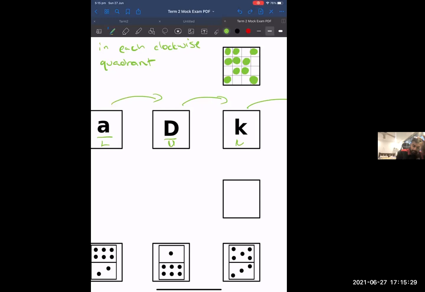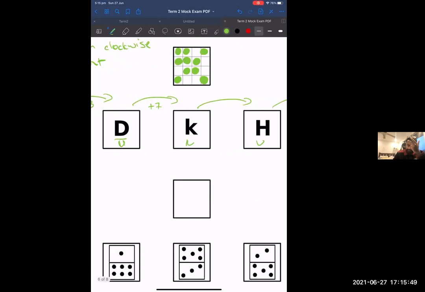Plus 3, right? Plus 3. Yes. From D to K, it is E, F, G, H, I, J, K. Is it plus 10? Plus 7. Plus 7.